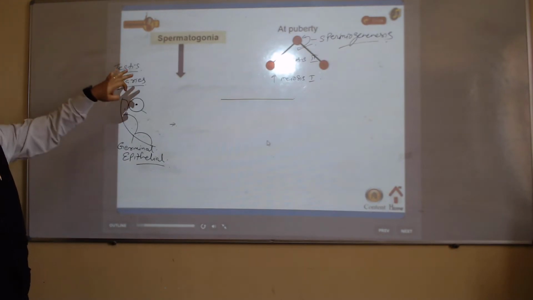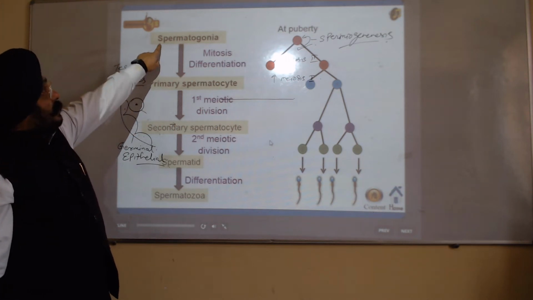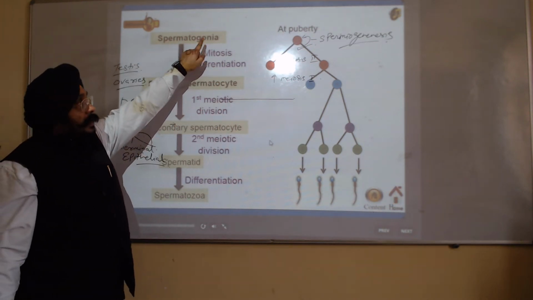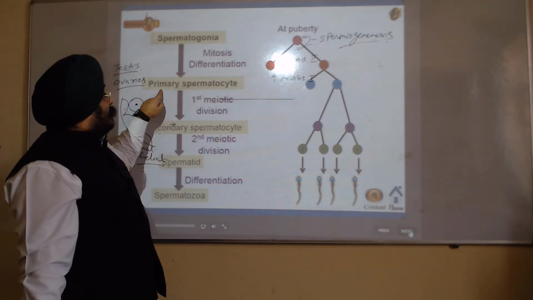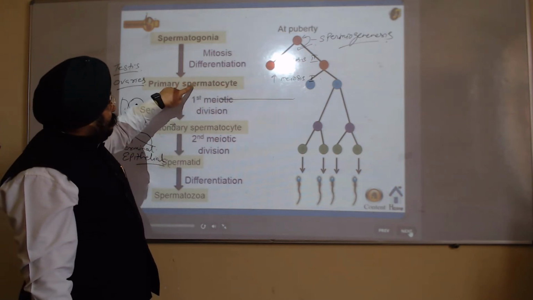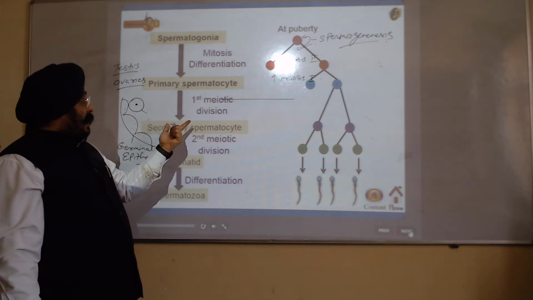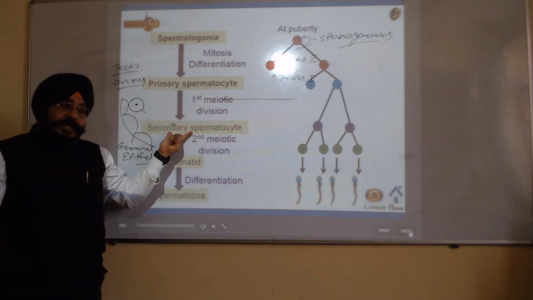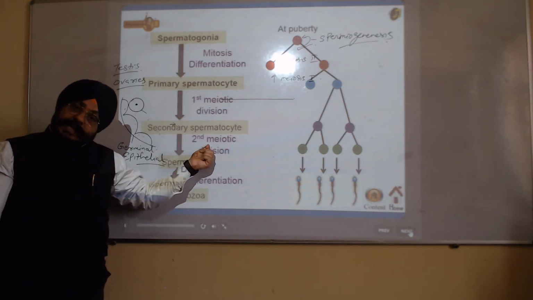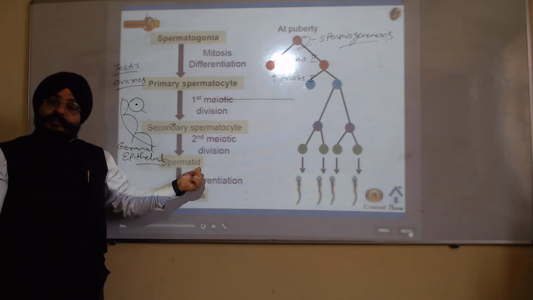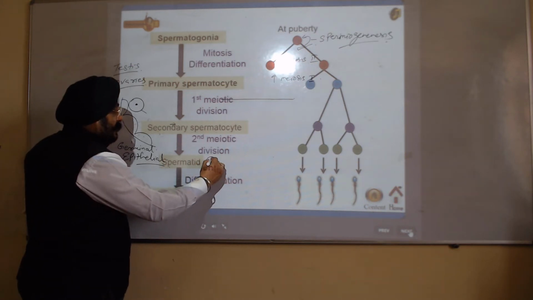Now if you look at a diagrammatic representation of this complete process, the first cells are spermatogonium. Which division has the spermatogonium undergone? Mitosis. What they have formed is a primary spermatocyte. What has the primary spermatocyte undergone? The first division, that is meiosis 1. After the first meiosis, what is formed is a secondary spermatocyte. Which division has this secondary spermatocyte undergone? The second meiosis, which results in the formation of spermatids.